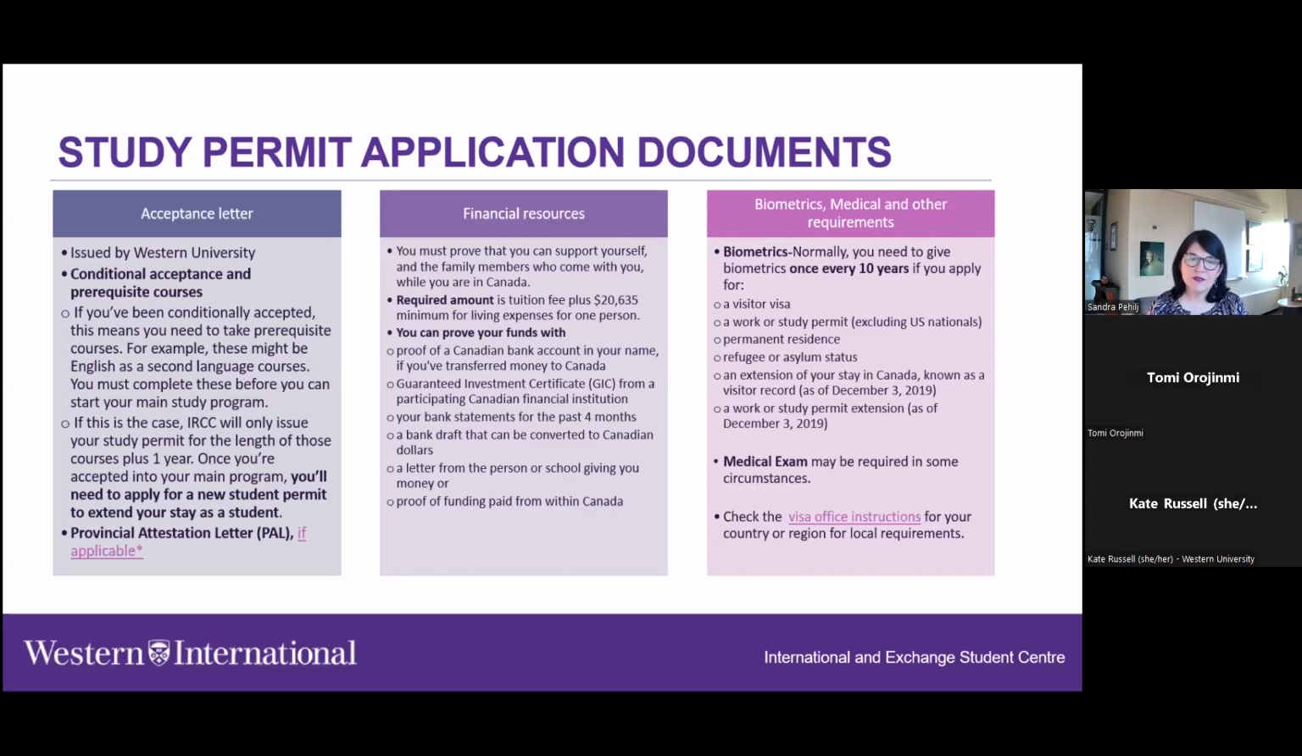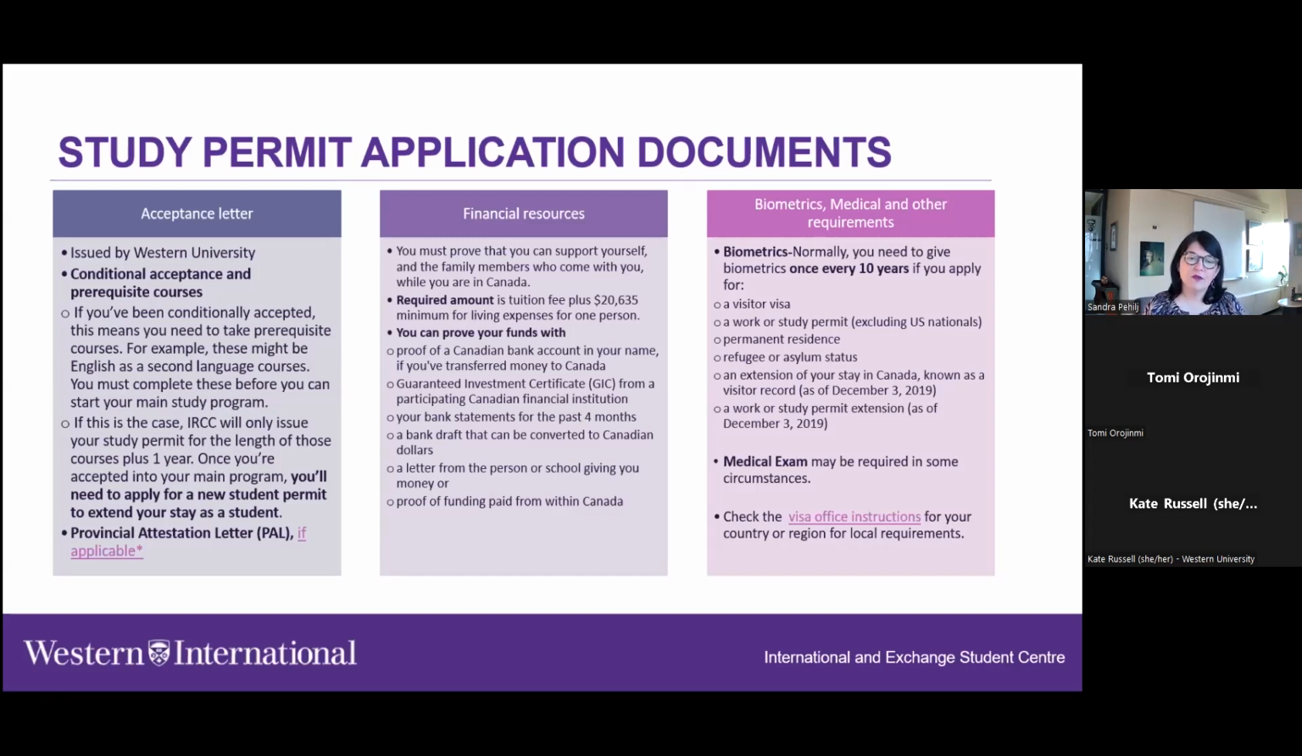You can prove your funds. It could be a Canadian bank account in your name, though that may not be a typical situation if you're applying from outside. You may need to include a guaranteed investment certificate, which may be the case for Study Direct Stream. You can include the bank statements from the past 4 months, a bank draft that can be converted to Canadian dollars, a letter from the person or school giving you money, or proof of funding paid from within Canada.